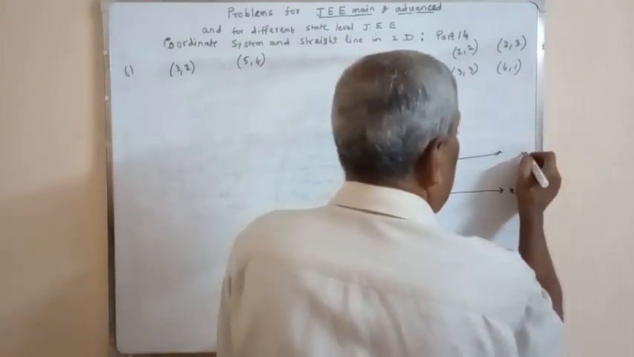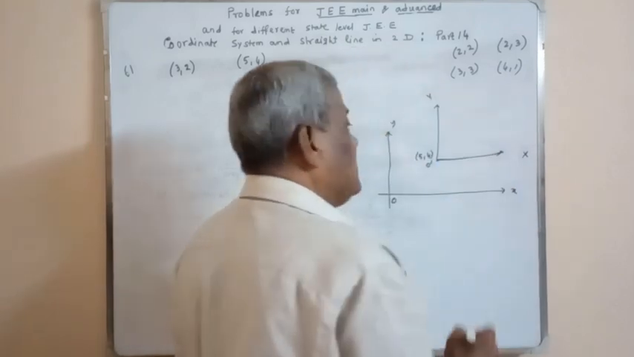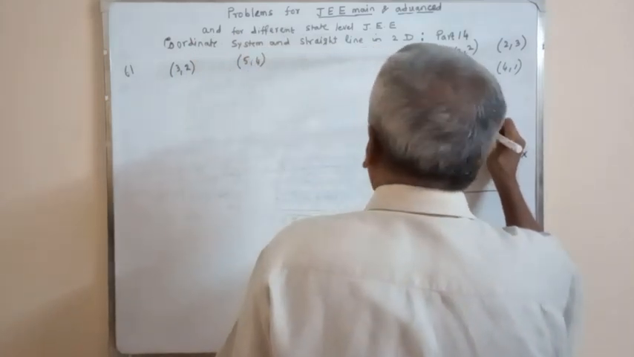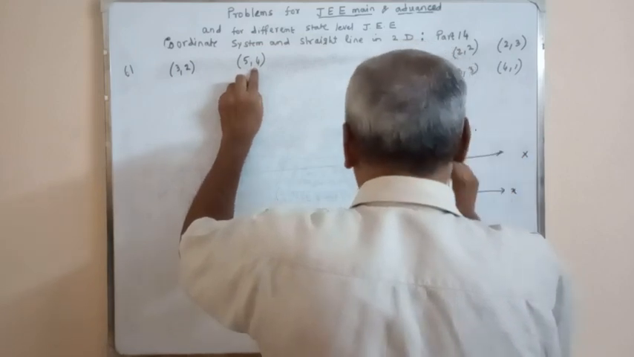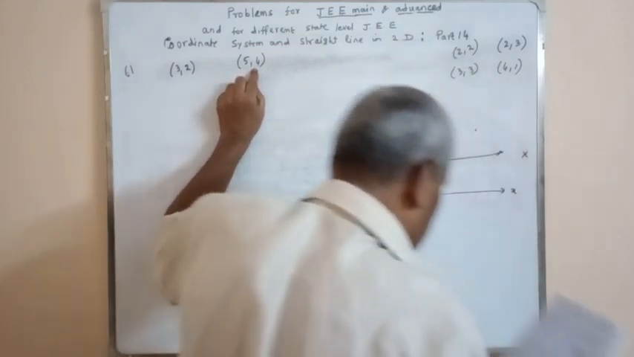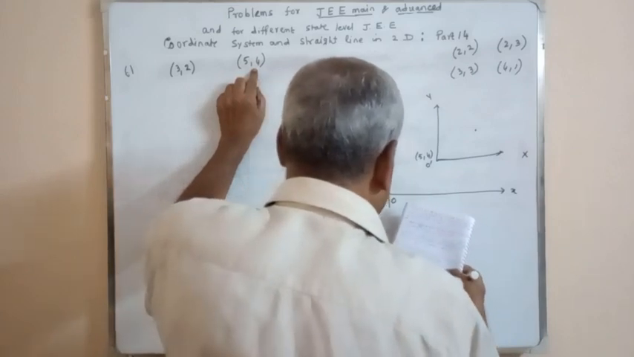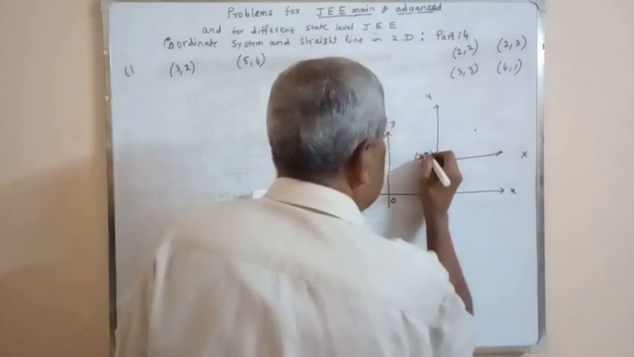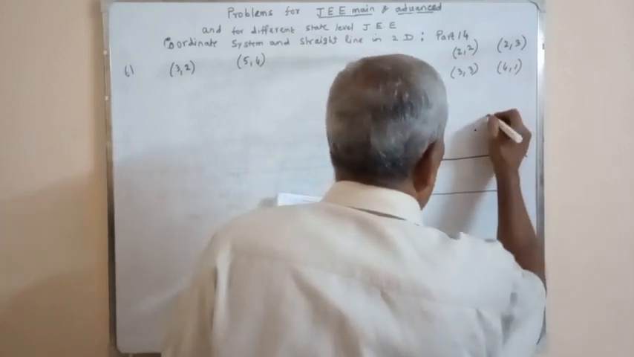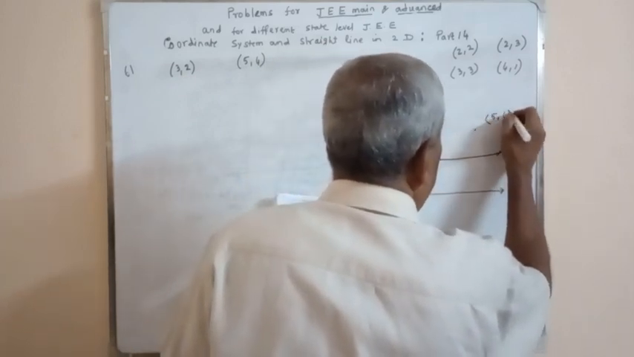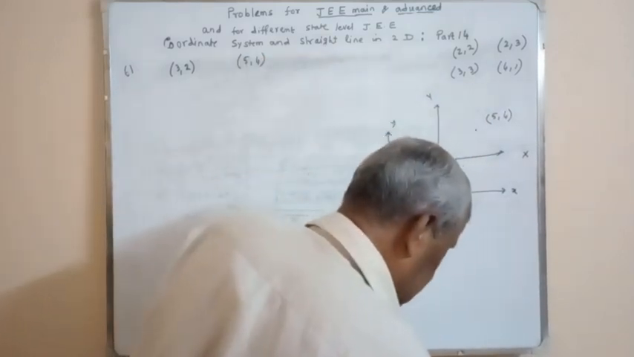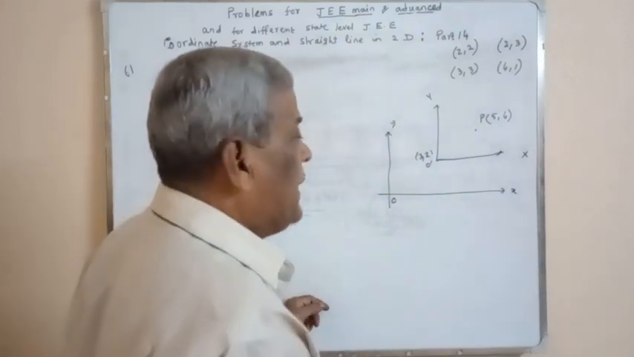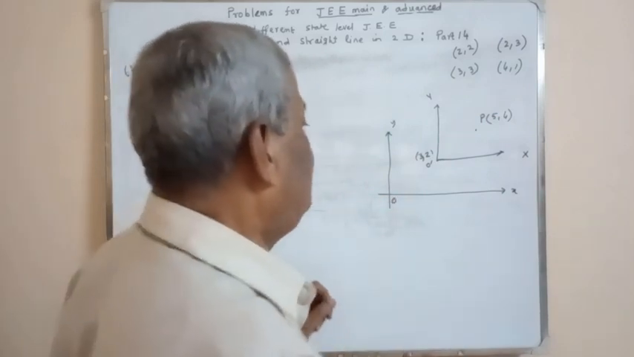And suppose the new axis is capital X, capital Y. And initially, suppose this point is 3, 2. The origin is shifted to 3, 2. And the original point is 5, 4. Then we have to find the new coordinate of the point P with respect to the new system of axis, that is capital X and capital Y.